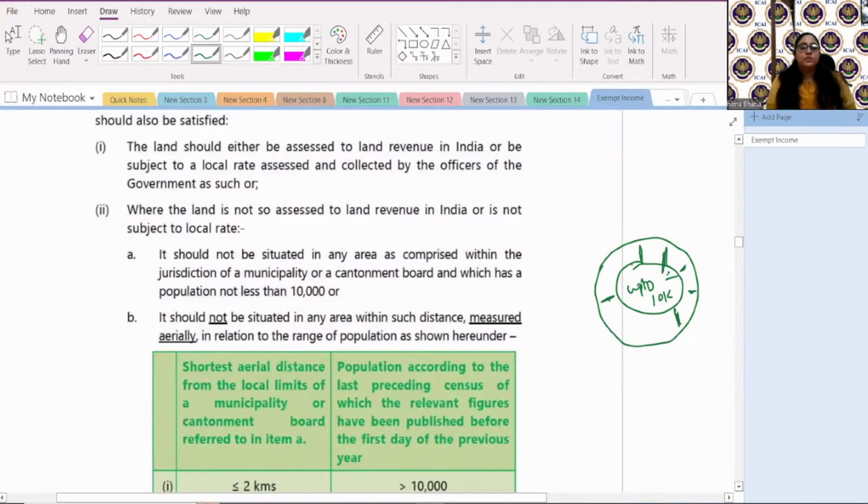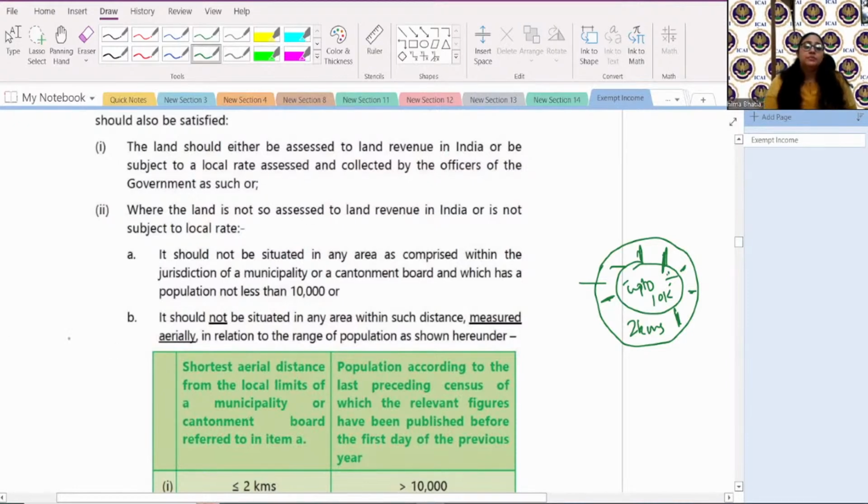So any farm building which is covered within the 2 kilometers area. 2 kilometers of what? 2 kilometers of a municipal cantonment area. Where the population of this area is more than 10,000, then the farm building which is covered within 2 kilometers of the municipal cantonment area from either of the sides would be covered as an eligible farm building, and hence any income received from that farm building would be an agricultural income.